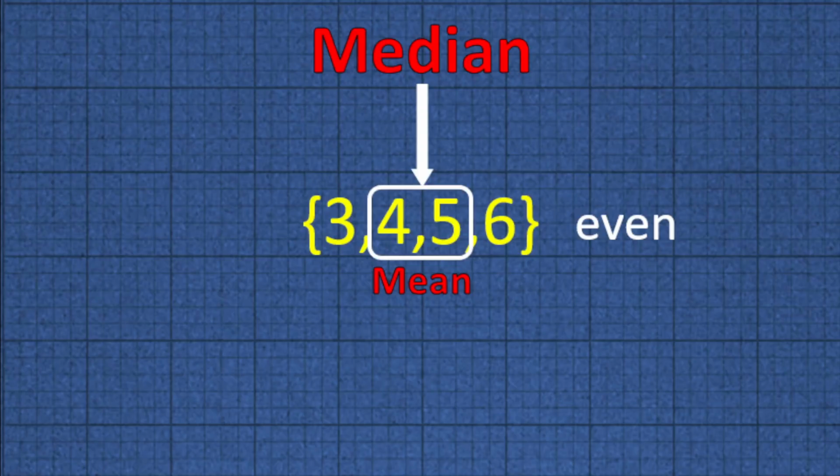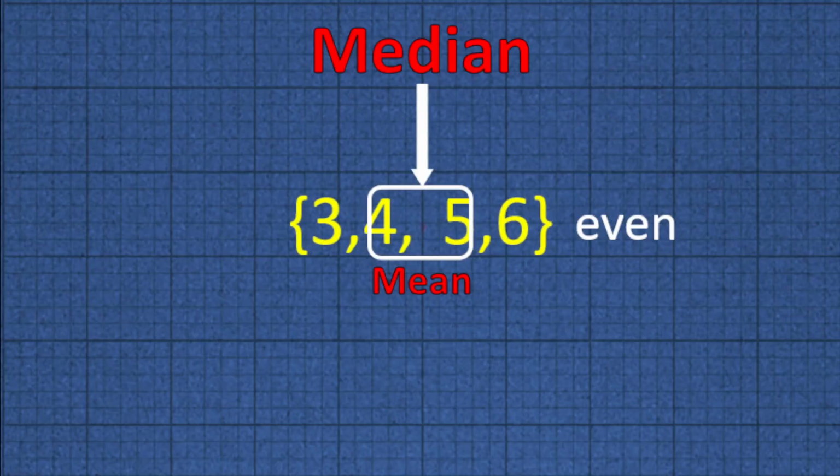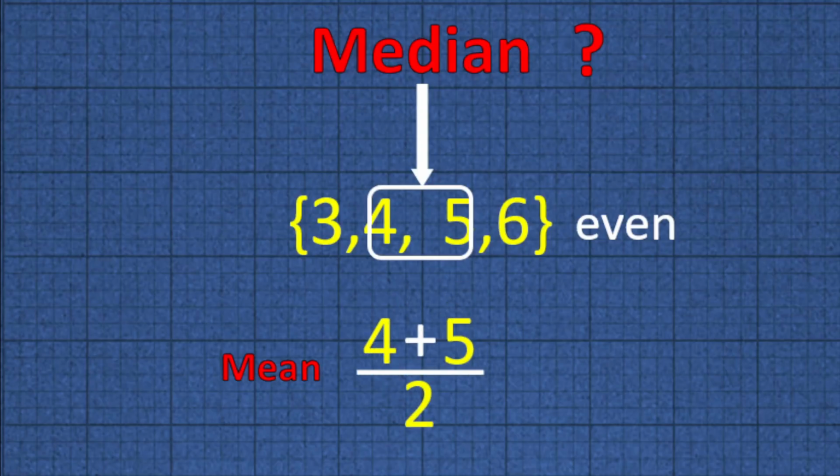By doing that, we're basically figuring out what number would be exactly halfway between the two middle numbers, and that number will be our median. For example, in the set 3, 4, 5, 6, we need to take the two middle numbers, 4 and 5, and find the mean of those numbers. We can do that by adding 4 and 5 and then dividing by 2.